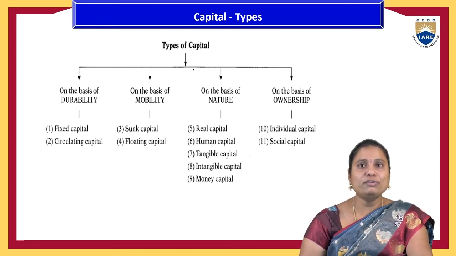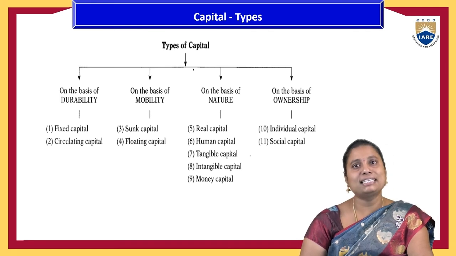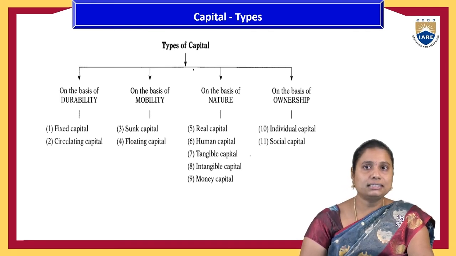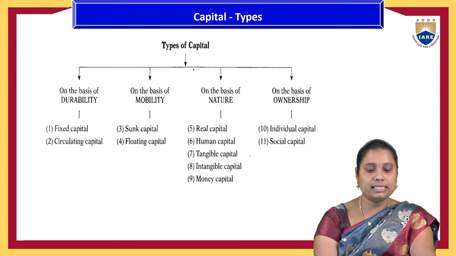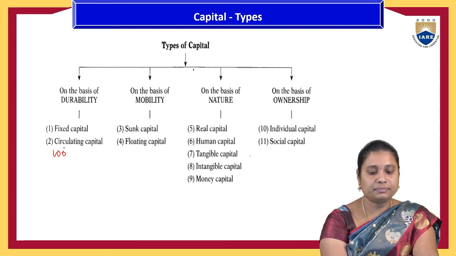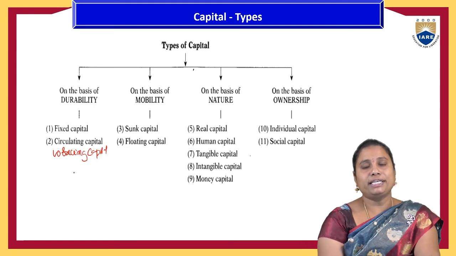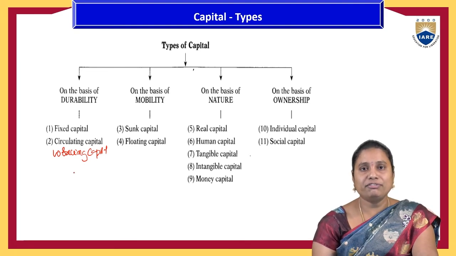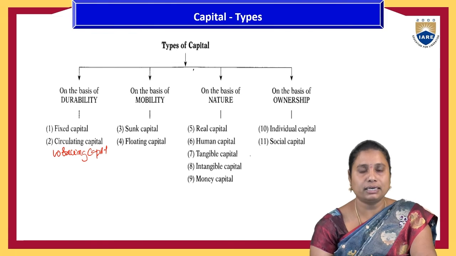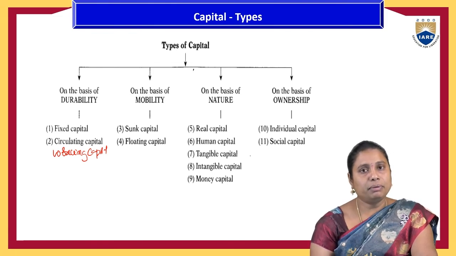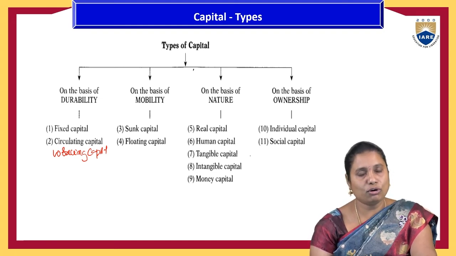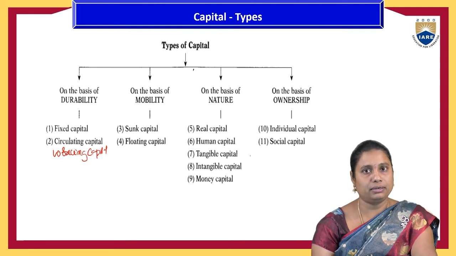On the basis of durability, it is categorized as fixed capital and circulating capital, which is also called working capital. For example, if the funds accumulated by the business are used for purchasing machineries, land, vehicles, etc., then that capital is called fixed capital. But if they are spending on stationery and inventory for day-to-day operations, then that capital is called working capital.